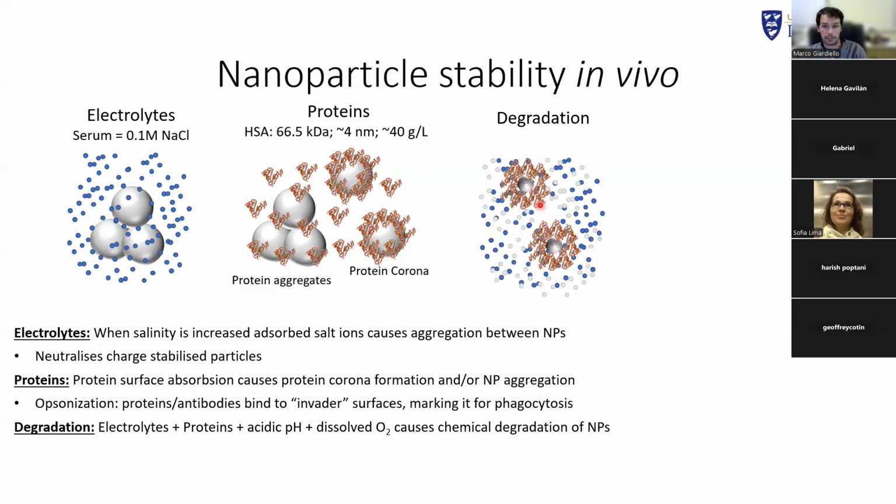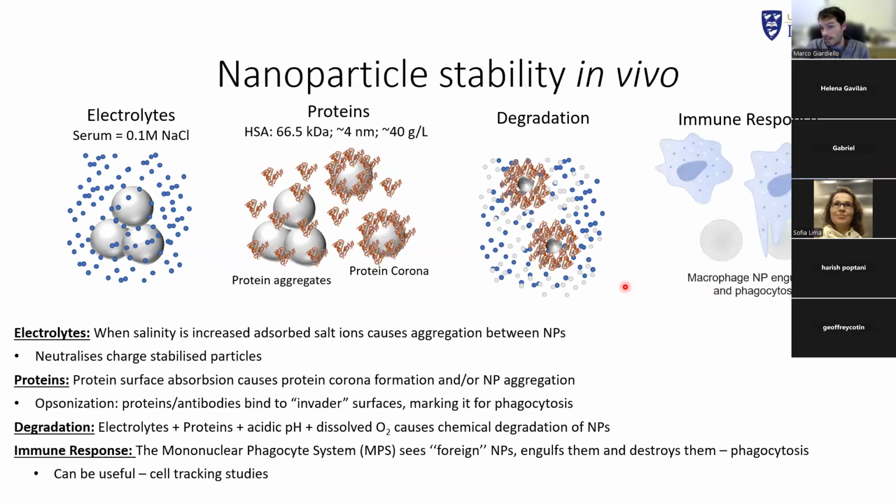The next one is just plain and simple degradation. When you inject something into somebody, there are loads of salts, different pH environments, different redox environments. You might genuinely break down your particles, and you lose. That does actually happen a lot when you load particles into cells. Inside the cells, the particles break down, and you lose your signal over time because they just degrade. And then the last one is again your immune response. If you have a particle that macrophages can see, they will just engulf it and take it away, and then your particle is just removed from the body.